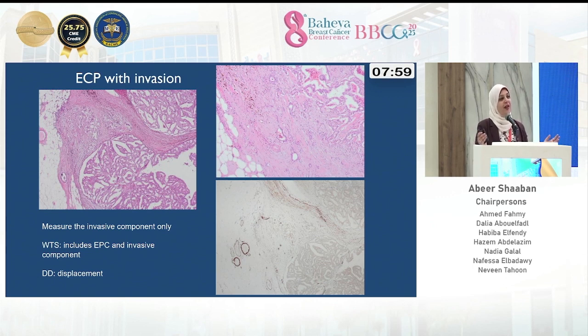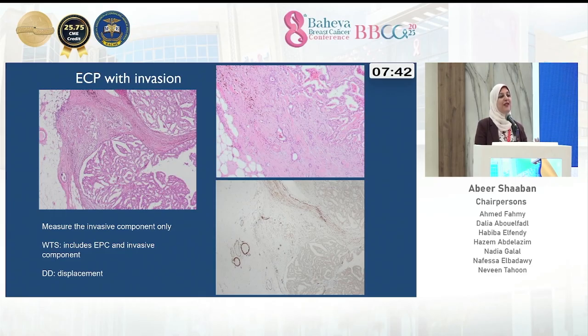Sometimes you have a very big encapsulated papillary carcinoma and tiny invasion. We measure only the tiny invasion for the prognostic parameters. For the TNM, for the NPI, only the invasive disease. And then you add the whole thing for the whole tumor size.